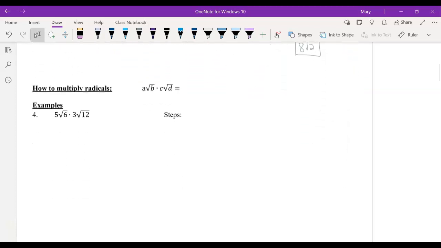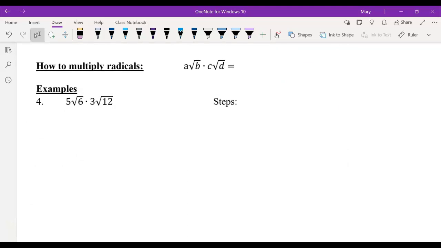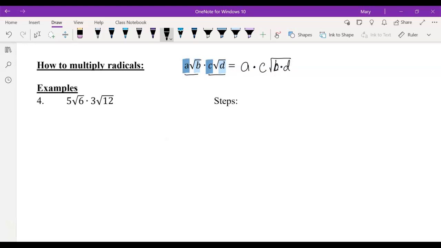So multiplying radicals is going to look a little bit different. Let's say you have these two radicals up here, a root b and c root d. a, b, c, and d can be any numbers. When you have one radical times another radical, you take the numbers on the outsides and multiply them together. So whatever a and c are, you multiply them together. And then whatever numbers are on the inside, you also multiply those together. So we're going to do b times d. So that's the general rule for one times another.